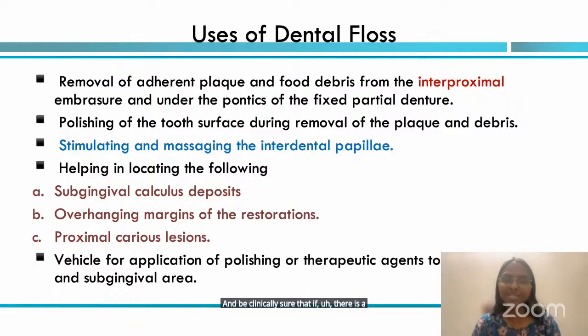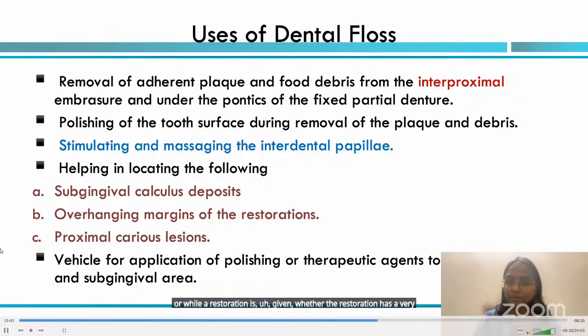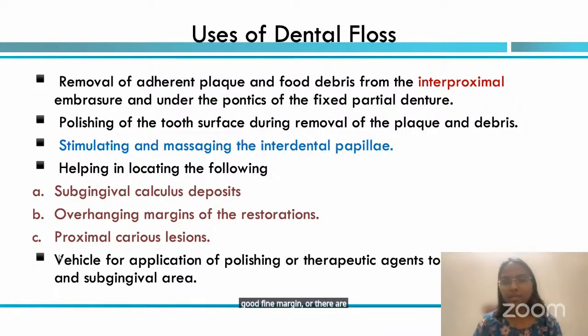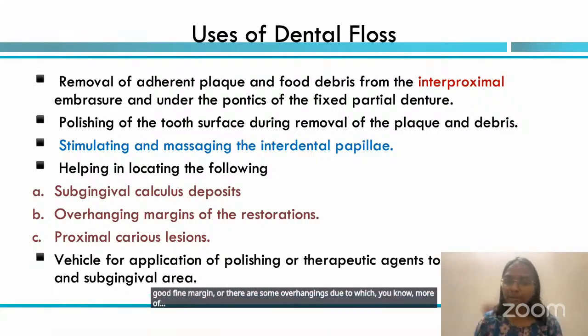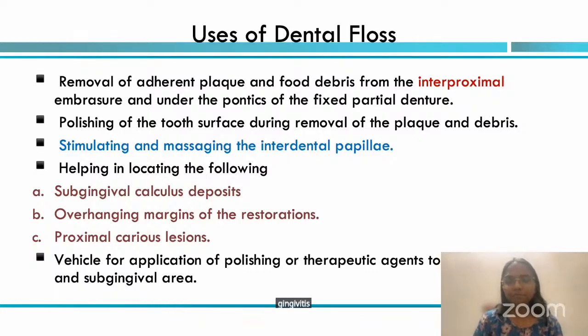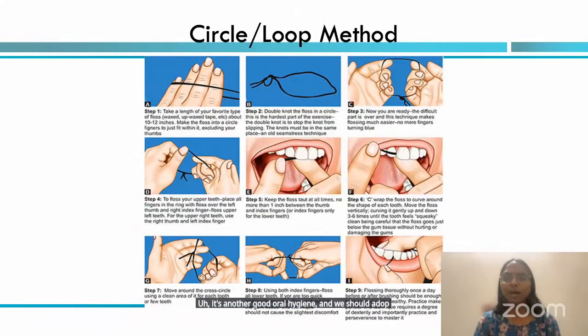if there is a carious lesion or not, or while a restoration is given, whether the restoration has a very good fine margin or there are some overhangings due to which more gingivitis will come in. So there are a lot of helpful things with the use of dental floss, and therefore it is another good oral hygiene aid, and we should adopt the habit of using floss. So the question comes then, how do we use a floss?